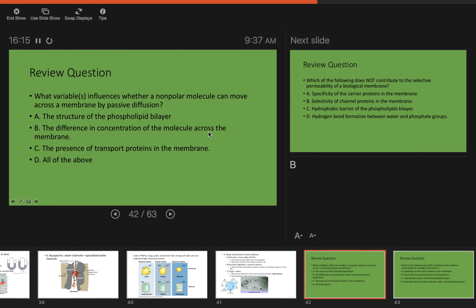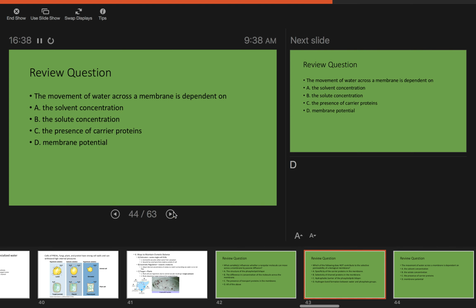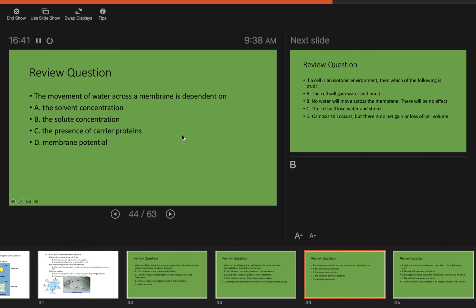Review question: which variables influence whether a nonpolar molecule can move across a membrane by passive diffusion? That would be B, the difference in concentration of molecules across the membrane. Which of the following does not contribute to the selective permeability of a biological membrane? We talked about this, we talked about that, and we also talked about the hydrophobic barrier. So D, it's hydrogen bonds. We have not mentioned hydrogen bonds at all here. The movement of water across the membrane is dependent on the solute concentration, not the solvent. Water doesn't have a carrier protein, so it's the solute concentration.